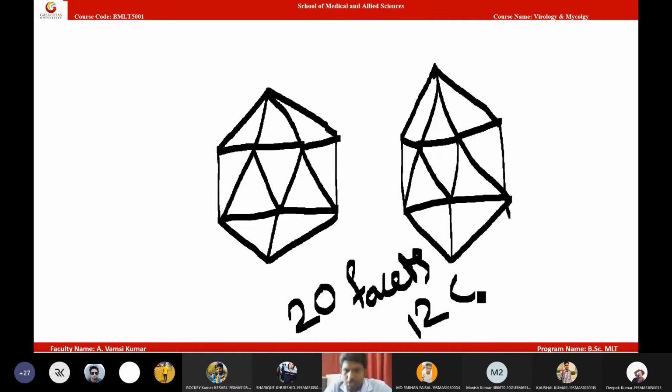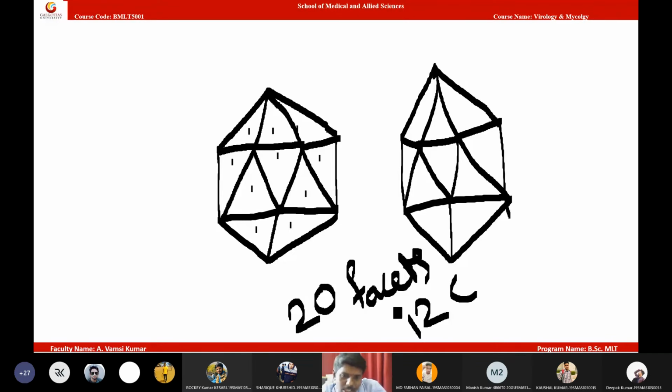Now see students, just count these flat surfaces. So we have 1, 2, 3, 4, 5, 6, 7, 8, 9, 10. So we have 10 facets on the anterior aspect of this icosahedron, and we will also have 10 facets on the posterior aspect. This is only one side of the icosahedron, keep in mind. We will have a similar structure on the back side also. So totally 10 plus 10, 20 facets. These flat surfaces are called facets.